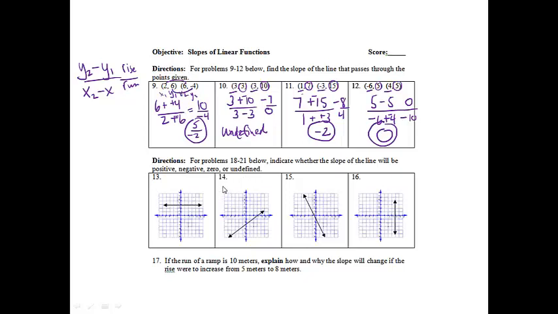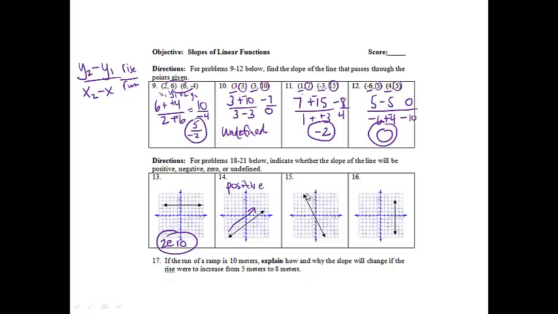All right. For problems 18 through 21 below, indicate whether the slope of the line will be positive, negative, 0, or undefined. Okay, 13, we know this is going to be a 0 or undefined one. I can walk on that line, so it actually has a slope of 0. It's just flat. Okay, this one, 14, if I start at the left, I'm going to have to walk uphill to get to the right side, so this definitely will have a positive slope.